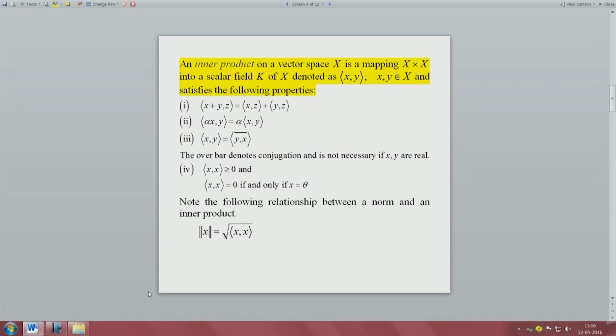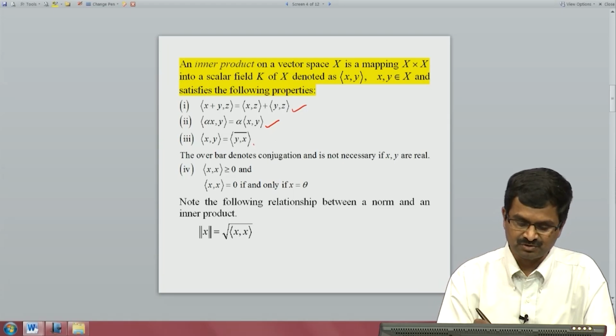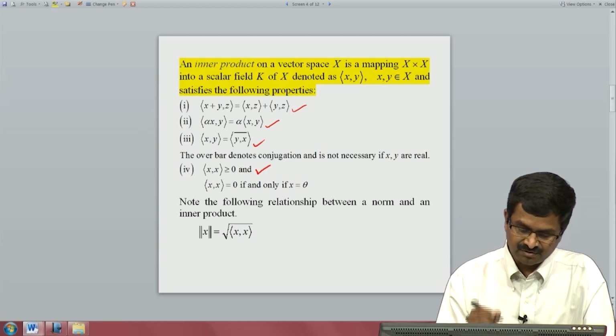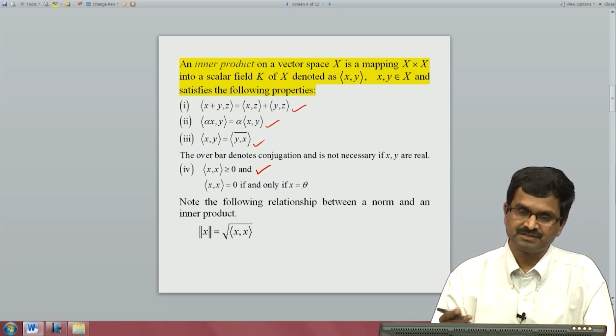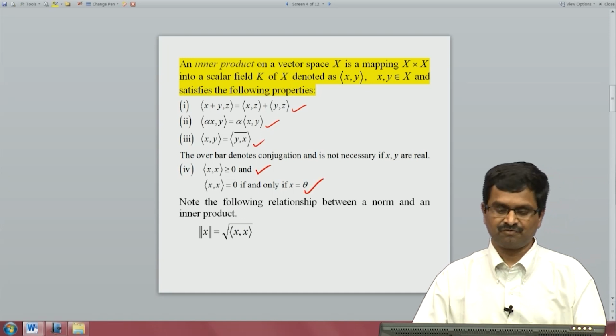It satisfies certain properties which are listed here. When you see inner product, (x plus y, z) should be equal to (x, z) plus (y, z), and then (alpha x, y) should be equal to alpha times (x, y). Then (x, y) should be, when you talk about complex numbers, (y, x) also, which we do not need when we are dealing with real numbers. And then (x, x) is always greater than or equal to 0, meaning non-negative. When (x, x) is equal to 0, that is only true if x is the null function.